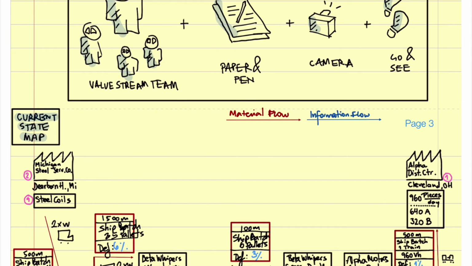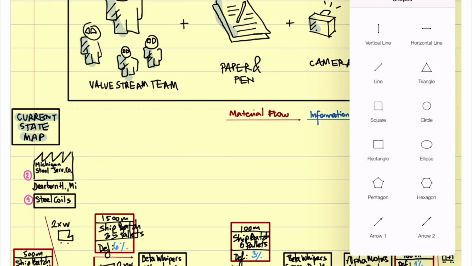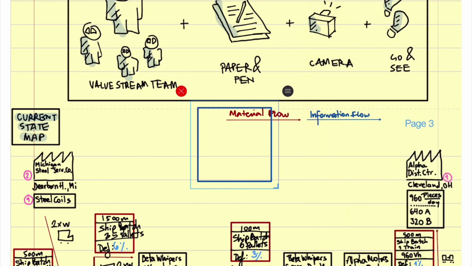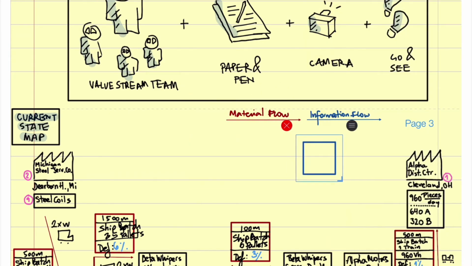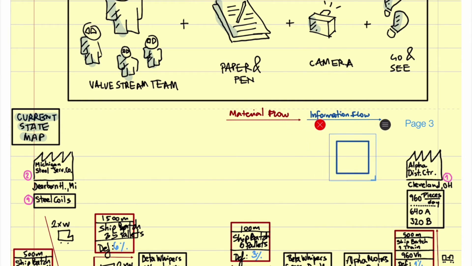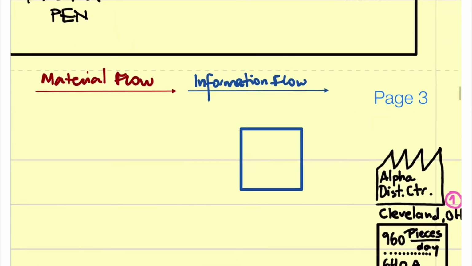Did you understand this concept? This is super important again, to get this right and to get this straight. Information flow always beats material flow. So please make sure you get that straight. Because mapping information flow is way more difficult because you cannot see information. Usually it's just digital.